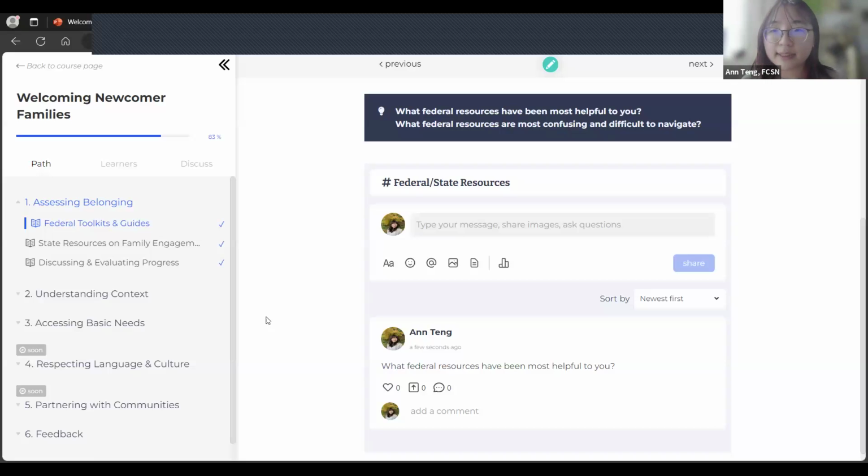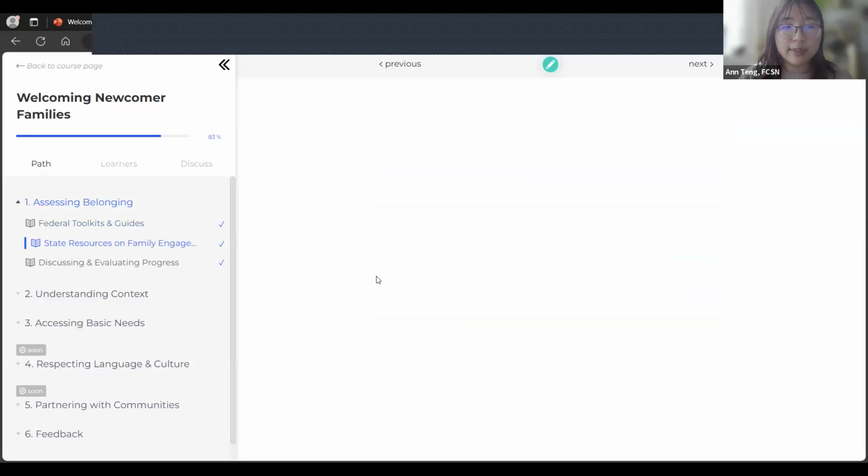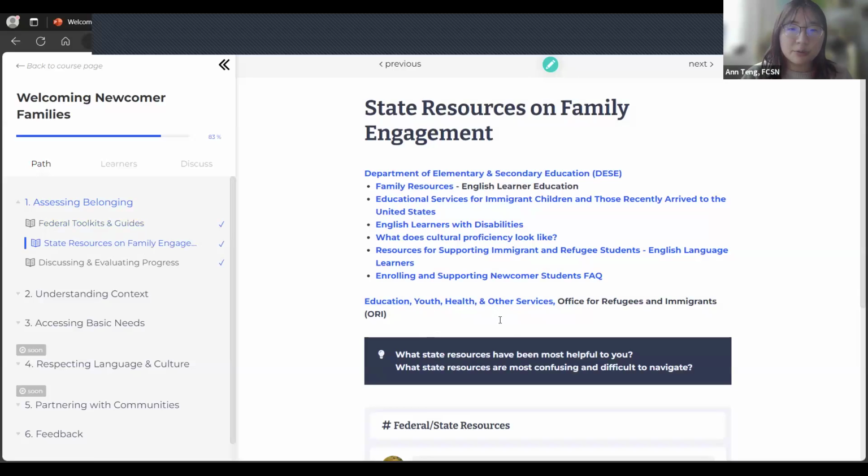Okay, seems like folks don't have any questions so far, so I'm going to move on to state resources on family engagements. So once we click in over here, you will see a variety of links, particularly from DESE. These are all the most important and consolidated links that we have been able to gather so far related to English learners and related to newcomer families on DESE's page.